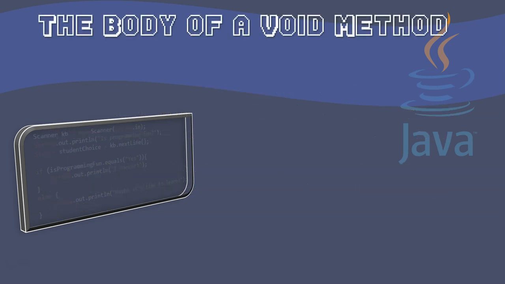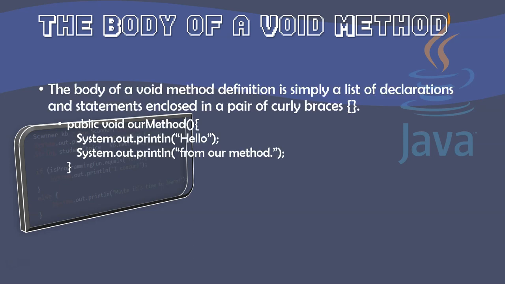Now let's actually look at the body, so the code that we're putting inside of a void method. Well, the body of a void method definition is simply a list of declarations and statements enclosed in a pair of curly brackets. We've seen some pretty simple ones up to this point, but here's our method. Let's say we define this as System.out.println hello, System.out.println from our method. Notice it's more than one line of code. Again, just as I mentioned previously, everything is inside of these curly brackets here.